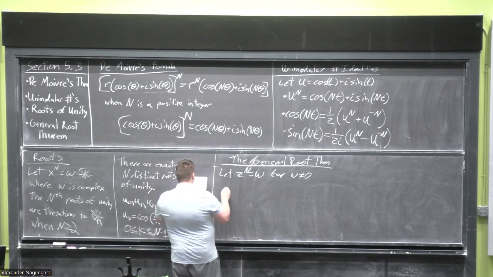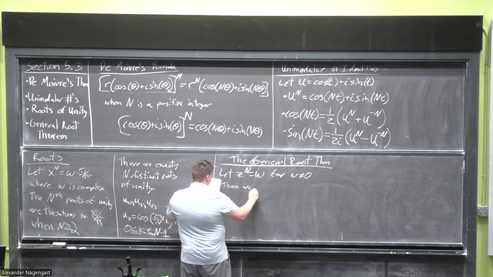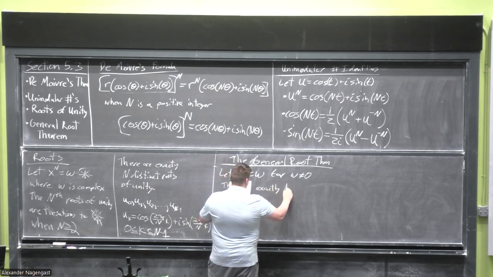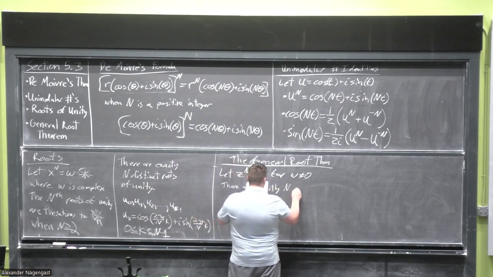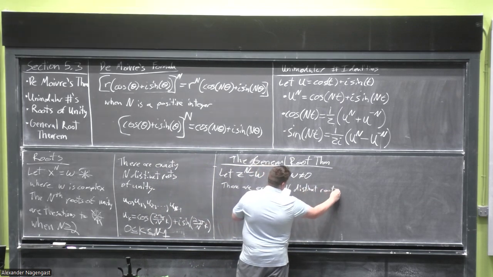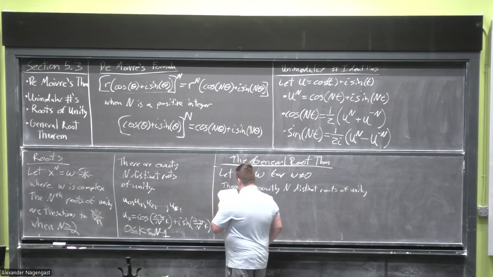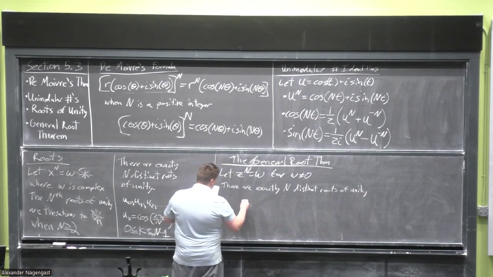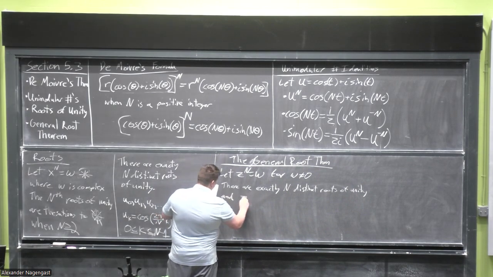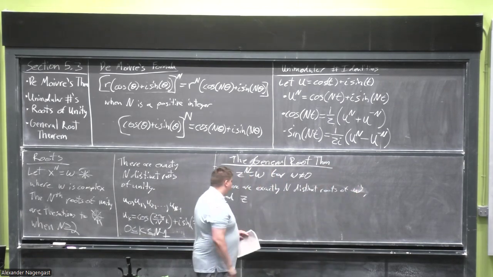Well, then we have that there are exactly n distinct roots of unity, or roots of omega if omega is not 1. And so let's do the exact roots of omega, I should say.